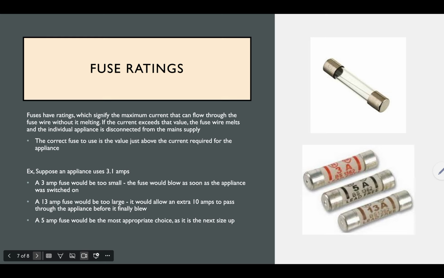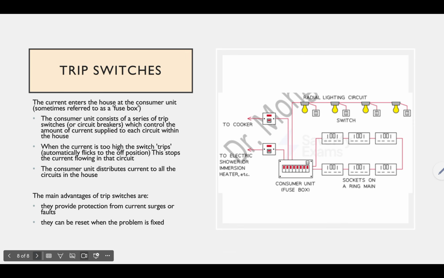Trip switches. The current enters the house at a consumer unit. The consumer unit consists of a series of trip switches. I'm sure you've seen it next to your house door, like an electricity box, and it has a lot of trip switches. They control the amount of current supplied to each circuit within the house. When the current is too high, the switch trips and stops the current flowing to the circuit.